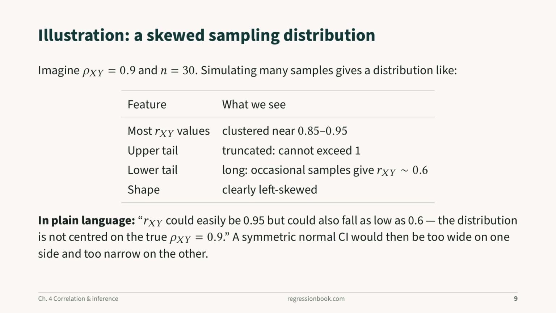The table makes the skew concrete for a true correlation of 0.9 and 30 observations. Most sample values cluster between 0.85 and 0.95. The upper tail is truncated. Nothing exceeds 1. The lower tail is long. Occasional samples fall near 0.6. In plain language, the distribution is not centered on the truth, so a symmetric normal interval would be too wide on one side and too narrow on the other.